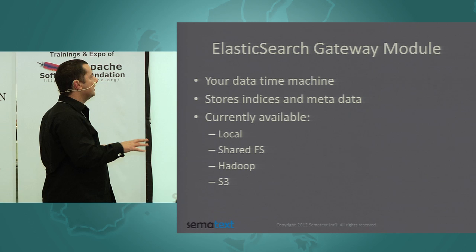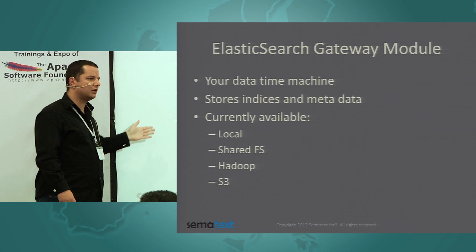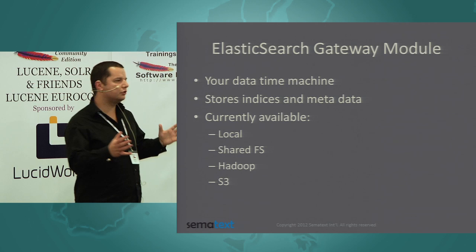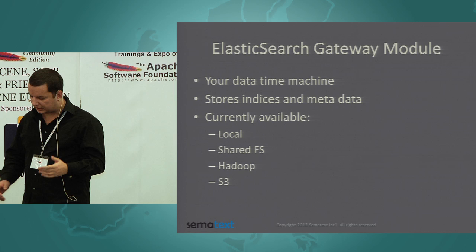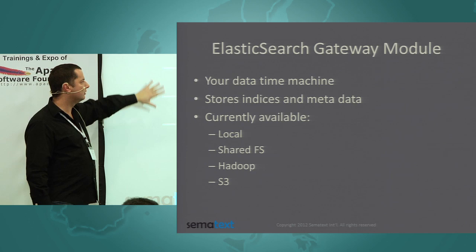Currently available, you have the local default one and the one that is set to be used because it's most tested. You have the shared file system, you have Hadoop and Amazon S3, which you can use for storing your indices and metadata. For example, if you use the shared FS gateway, your shared file system should be visible by all the nodes out there in the cluster. So that's if you would like to use it. However, even the wiki page of Elasticsearch says if you don't have to use those three, use the local one. It's the default and should be the best.